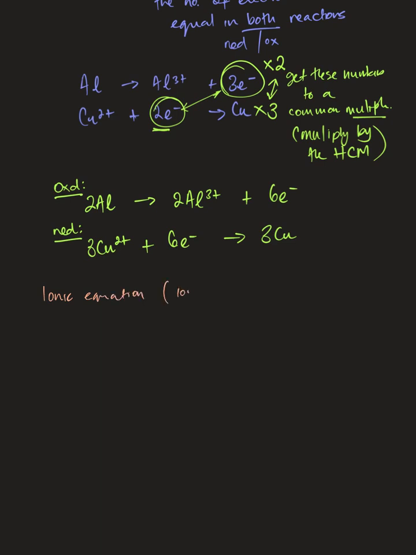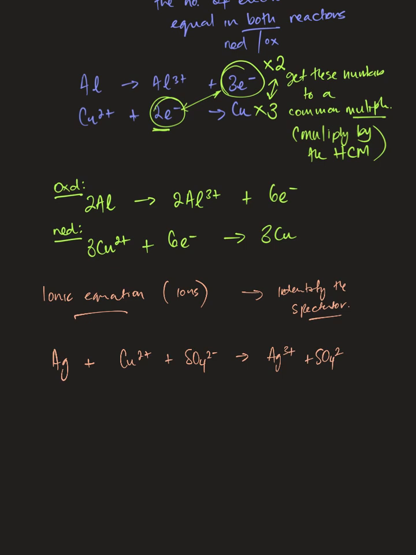And remember, it's all ions, just pure ions. And they want us to identify the spectator. All right, so let's have a look at that. So we've got Ag plus, Cu2 plus, SO4 2 minus gives me Ag3 plus, SO4 2 minus, oops, plus Cu. Right, and that would be your ionic equation.